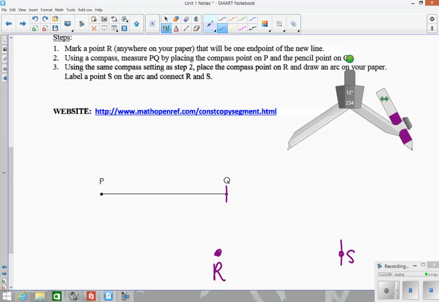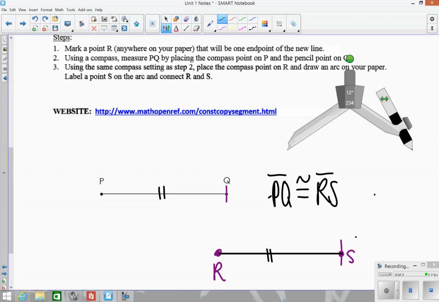And now if I connect these using my straight edge, I've just created two congruent segments. So I can mark that this segment is congruent to this segment. PQ is congruent to RS, because we constructed them using the same distance, or the same width, on the compass. So that's it.